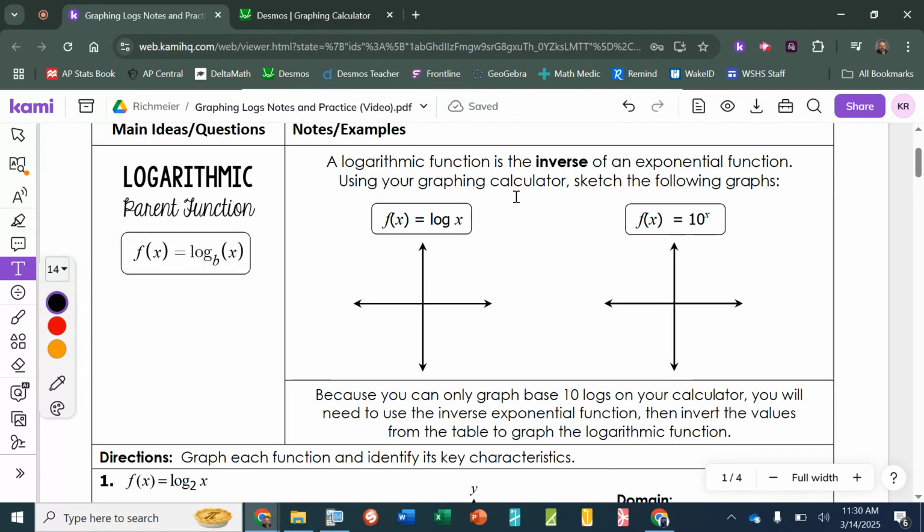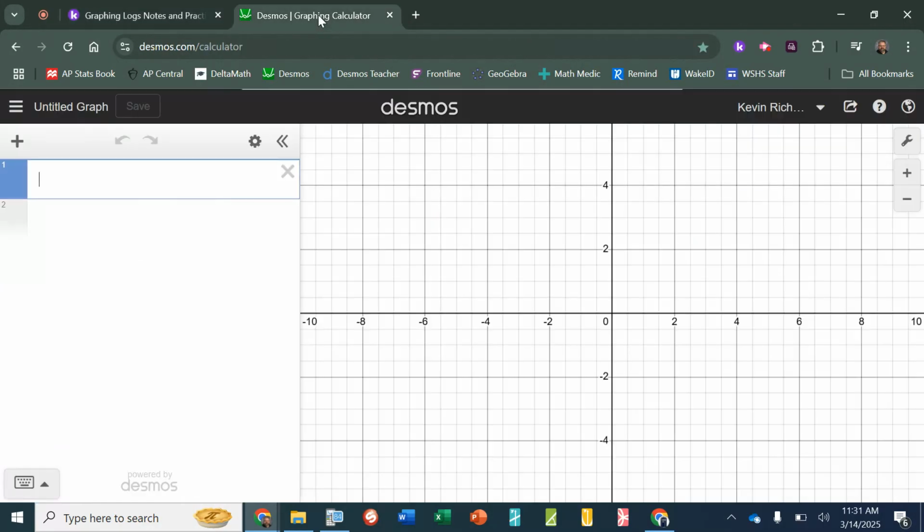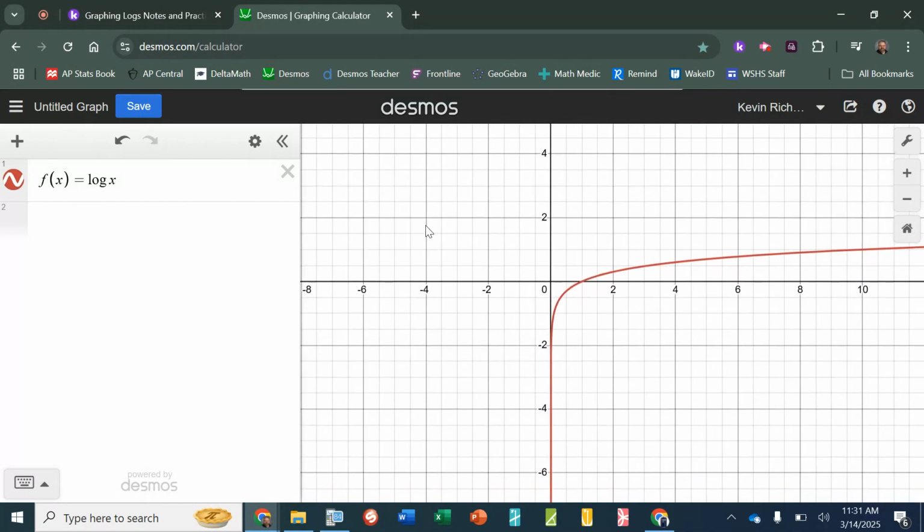Now, what we need to understand is when we looked at inverses back in Math 3, we saw that the graphs of two inverse functions are reflections of one another about the line y equals x. So let's take a look at these two functions in Desmos. So I have f of x is equal to the common log of x, and f of x is equal to 10 raised to the x power. So let's start with f of x is equal to the common log of x. And so we have our graph here, all right?